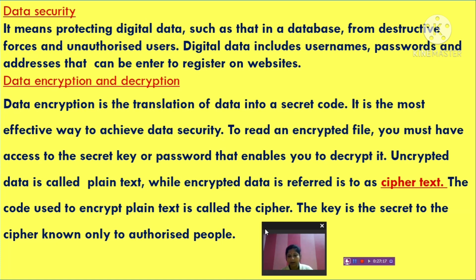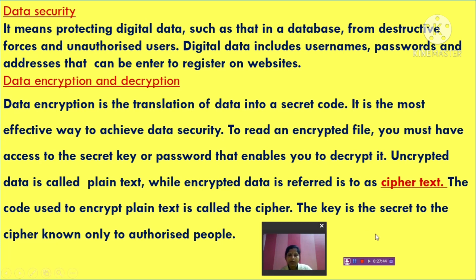Clear? So the key is the secret to the cipher, known only to the authorized people. Those who develop it will know what formula or what trick was used to convert it. Only authorized people will know. Others can see the data, but it will not be available in the original form. So it will be difficult to guess and difficult to hack. Clear?